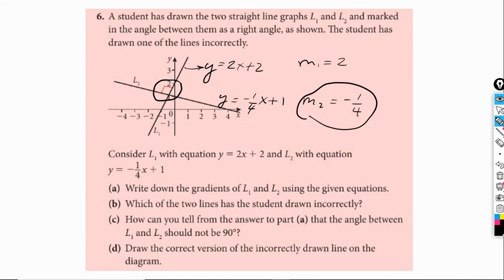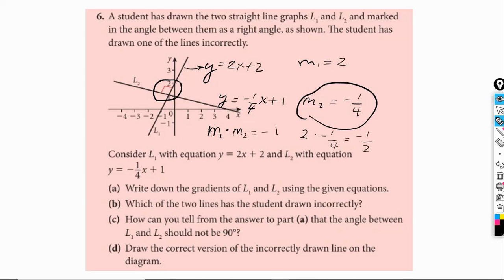How can you tell from your answer to part A that the angle between L1 and L2 should not be 90 degrees? Well, we can tell that by looking at the drawing, but besides that, remember that when two lines are perpendicular, the multiplication of their slopes or gradients, so M1 times M2, should equal negative 1. Now we can see that if we multiply 2 times negative 1/4, that equals negative 1/2, which is not negative 1. It's wrong by a factor of 2.